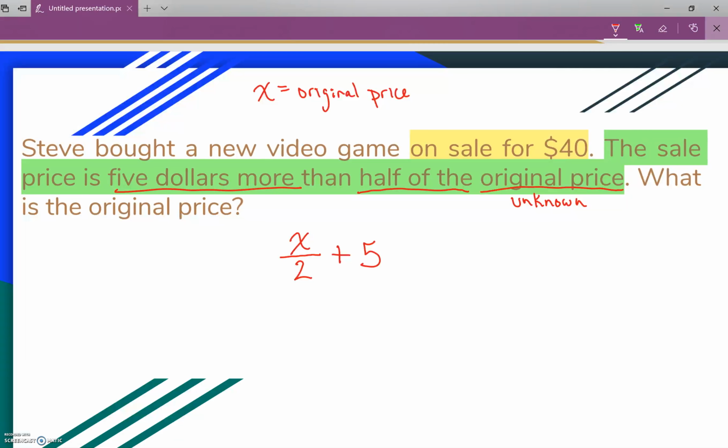Well, using the original price, we know that that is going to be equivalent to what is highlighted here in yellow, the sale price. So let's walk through this again. x is the original price. If you take that price and divide it by 2 and then add 5, you get the sale price. So it can be a little bit confusing, but we're going to go ahead and solve through with the steps that we talked about yesterday. This is a 2-step equation.